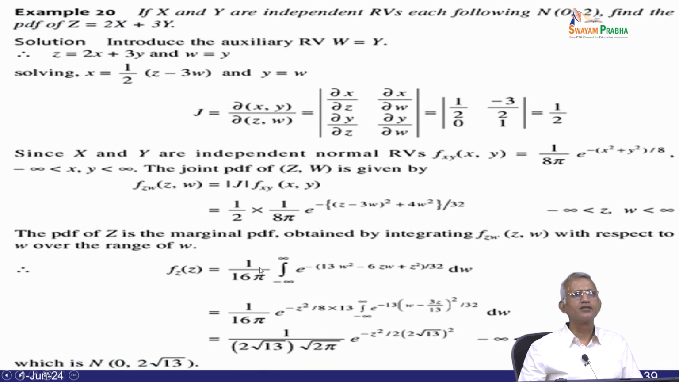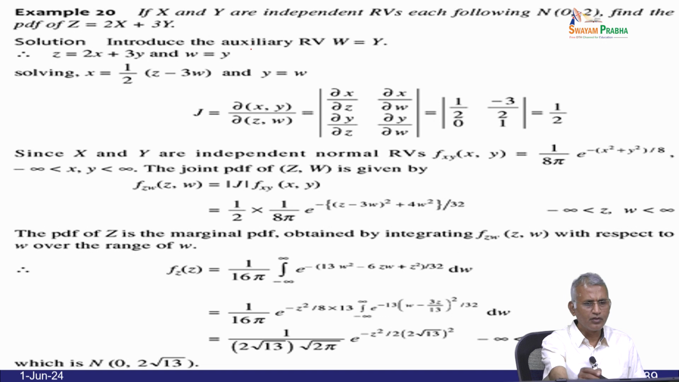And the next one is a problem related to the Jacobian. If X and Y are independent random variables of the following N(0, 2), find the PDF of Z equal to 2x plus 3y. Now we introduce the auxiliary random variable W equal to y, and Z equal to 2x plus 3y. Therefore, from this x equals 1 by 2 into (z minus 3w) and y equals w. So we got x as well as y.